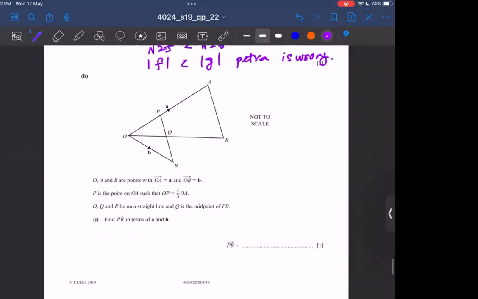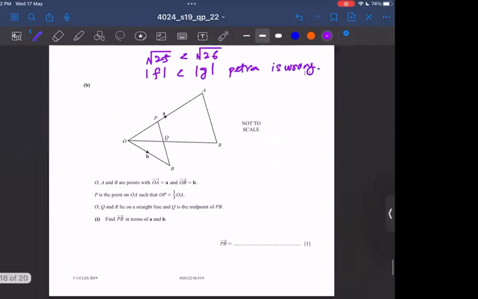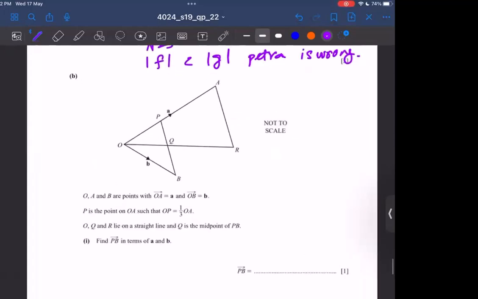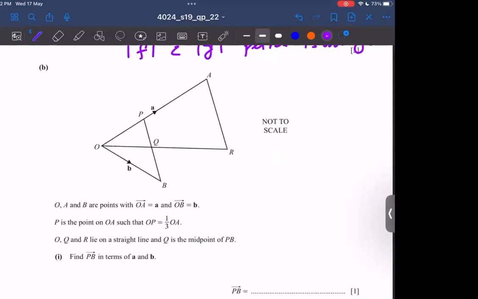Now we have this part B here. In part B, what does it say? It says O, A and B are points. OA is the small a vector, OB is the small b vector. They are saying P is a point on OA such that OP is 1/3 of OA. So basically, OP is 1/3 of OA. This full OA vector is small a. OP is 1/3 of a.